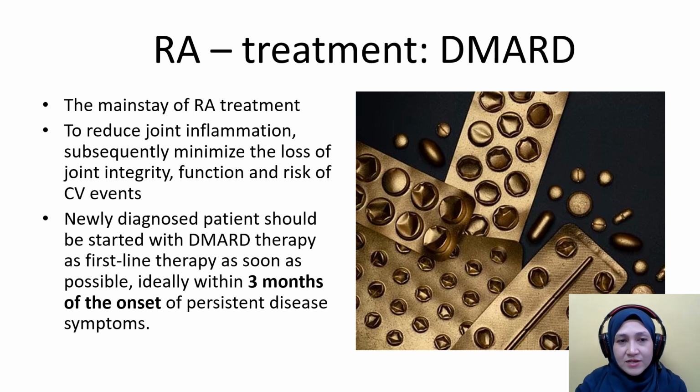So DMARD consists of, the example of DMARD is methotrexate. Okay, so this is the mainstay of rheumatoid arthritis treatment. We want to reduce the joint inflammation, and we want to minimize the loss of joint integrity. So these are the role of therapy. And the newly diagnosed patients should be started with DMARD therapy as a first line, ideally within 3 months of the onset of the disease.